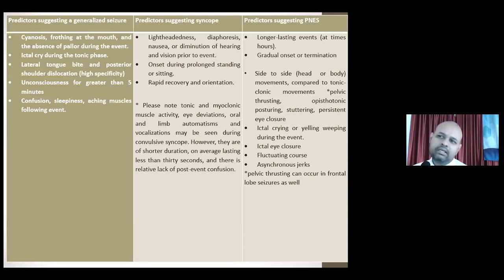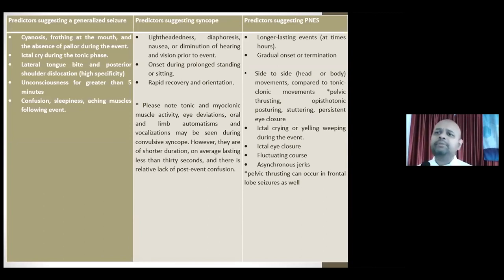How do you know that this is an anoxic seizure? The recovery is very quick, and there is very little postictal confusion following these activation of the reticular formation. So the postictal state is very important when you're asking for the history.